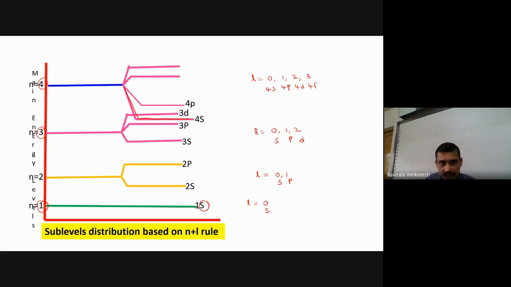Why we got it here, I will discuss in the Aufbau principle rule. I will explain why 3d has more energy than 4s. Because of the values: 3 plus 2 is equal to 5, and 4 plus 0 is equal to 4. That is different. So 4p, 4d, and 4f.